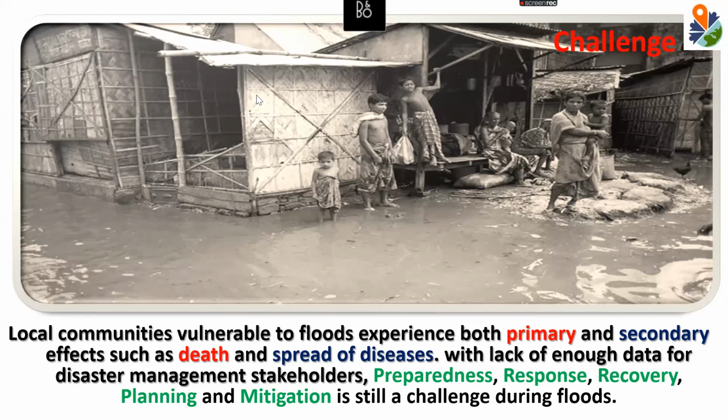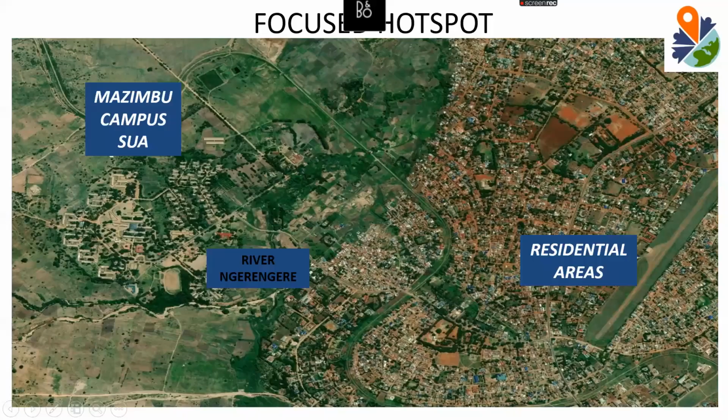So with that said, here is a focused hotspot. We noticed the challenge directly from the university. We had a river channel flowing in between our university and the residents. Normally when it gets flooded here, we are the first people to experience those effects, and some students fail to attend school due to those flood challenges.